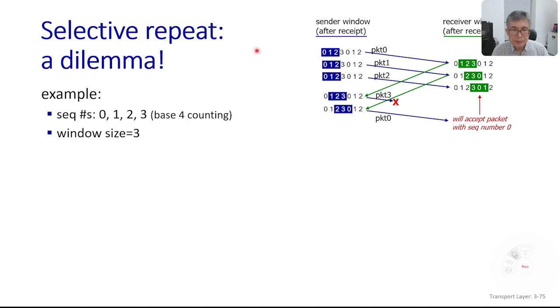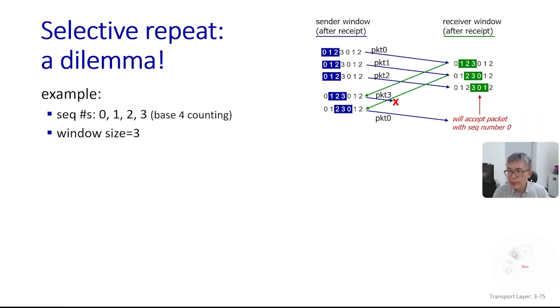So there is some problem that happens. Look at the sender window and the receiver window here. The sliding window here covers 0, 1, 2, so we can transmit packets 0, 1, 2 sequentially. And then the receiver slides its window, receives the packets, and moves to the right accordingly, right? 0, 1, 2, right? And then 3, 0, 1 are expected to be received, right? And then here, packet 3 is transmitted, okay?